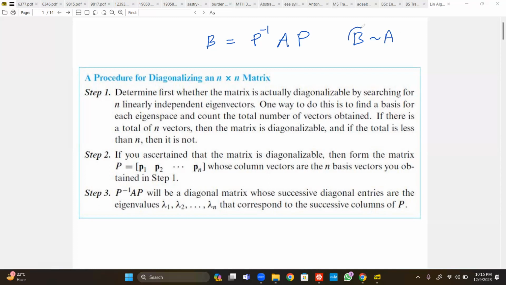Sometimes for similarity, we use a symbol like this. Some people like to use the conjugacy sign like this. The symbol doesn't matter, the idea does. So this is what a similar matrix is.